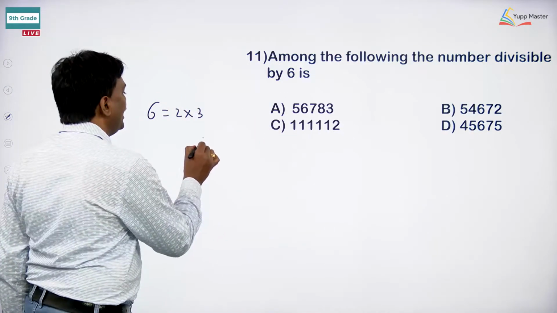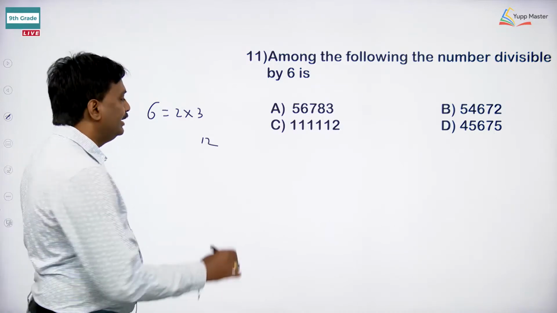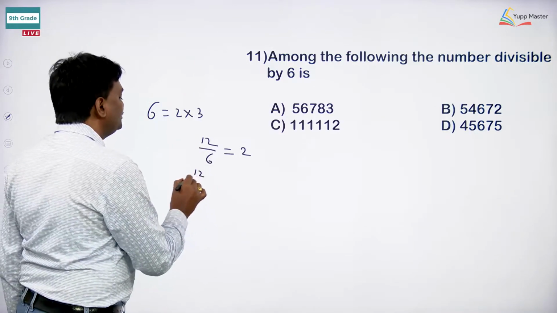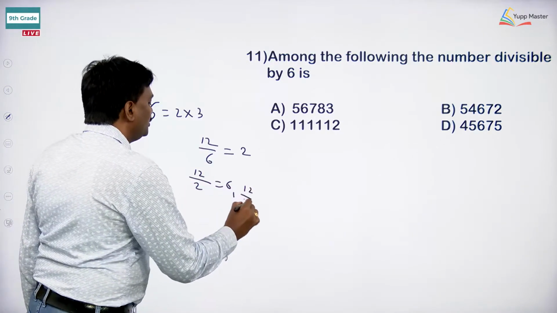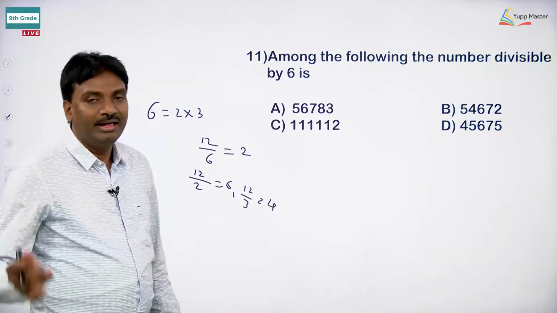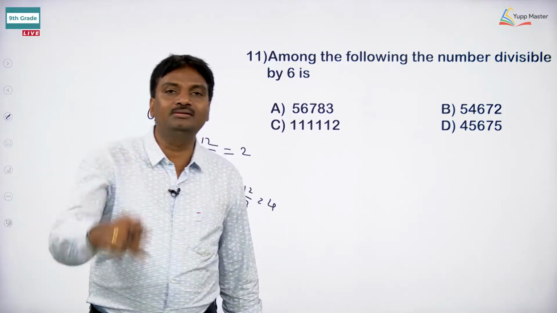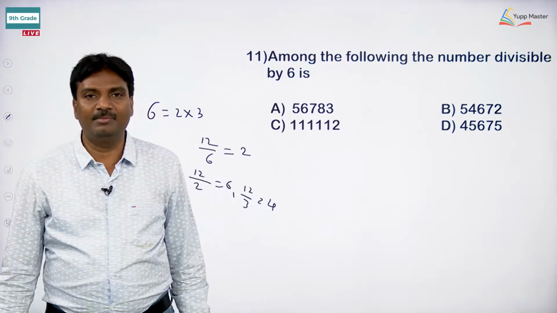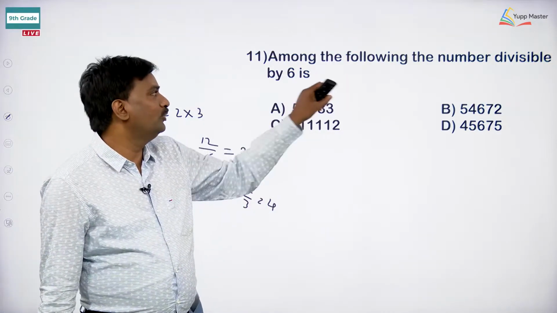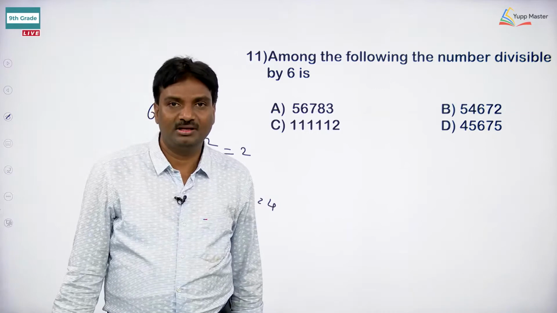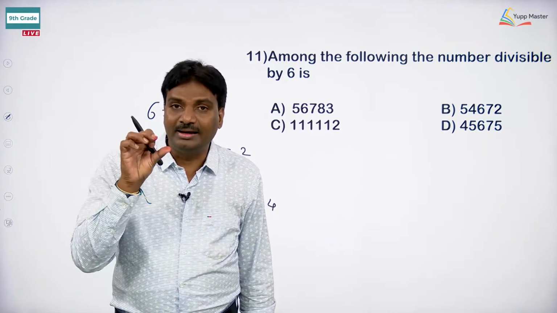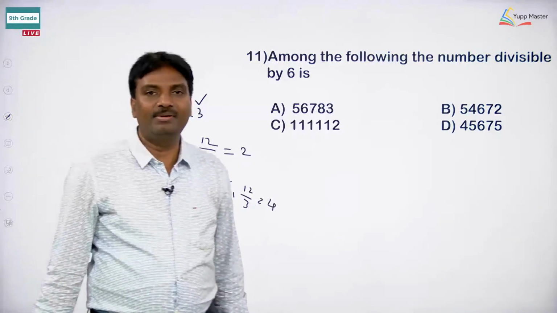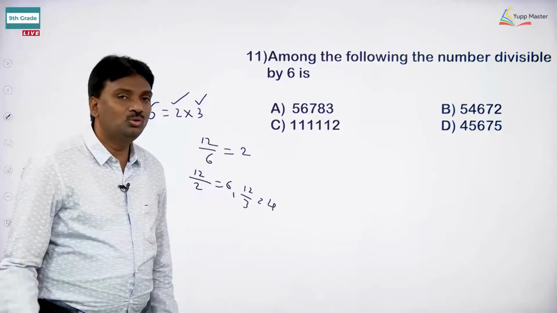For example, if you take 12, clearly 12 is divisible by 6. The same number 12 is divisible by 2, 6 times, and 12 by 3, 4 times. So if a number is divisible by both 2 and 3, then that number must be divisible by 6. Among the following, the number divisible by 6 must be divisible by 2 and 3.